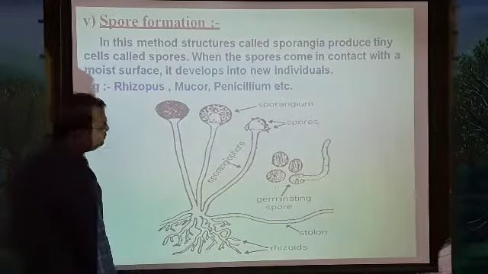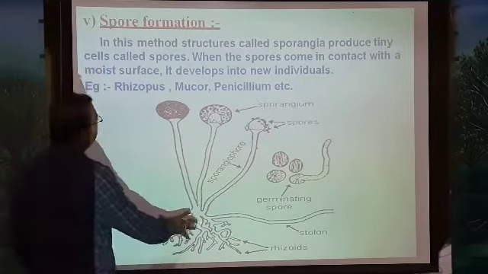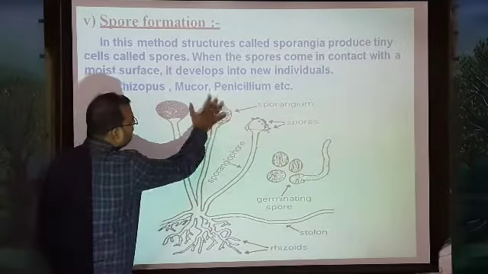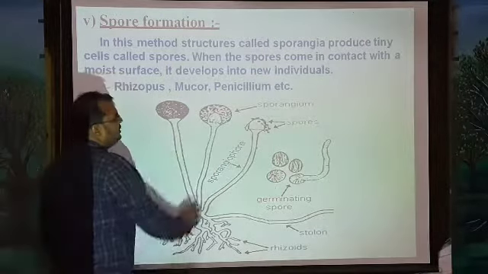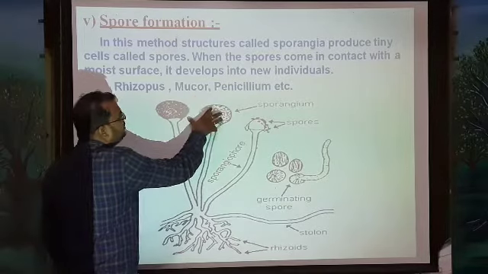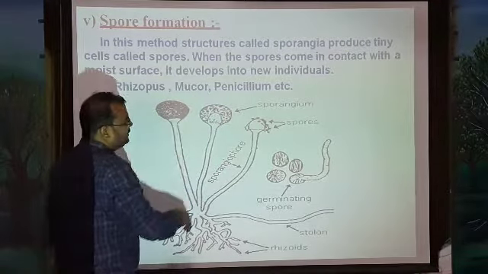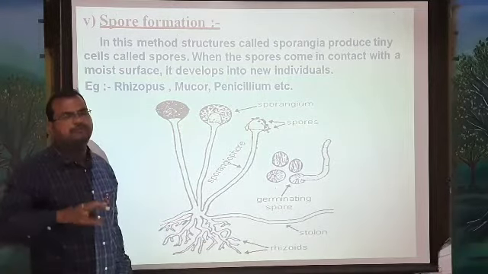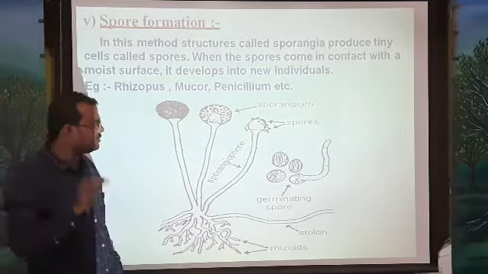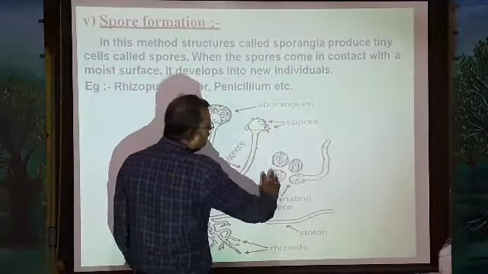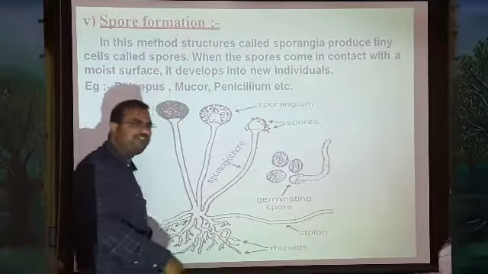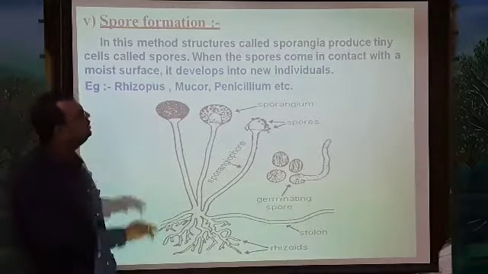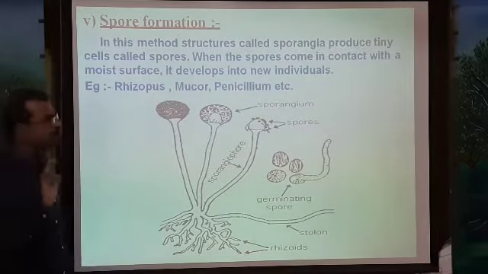Here you can see the example, rhizopus. Rhizopus produces a structure called sporangium. This sporangium is a structure consisting of spores. Spores are the seed-like structures. They are not seeds, but they are considered seed-like structures. When they come in contact with moisture, they develop into a new individual. This mode of reproduction is called spore formation.